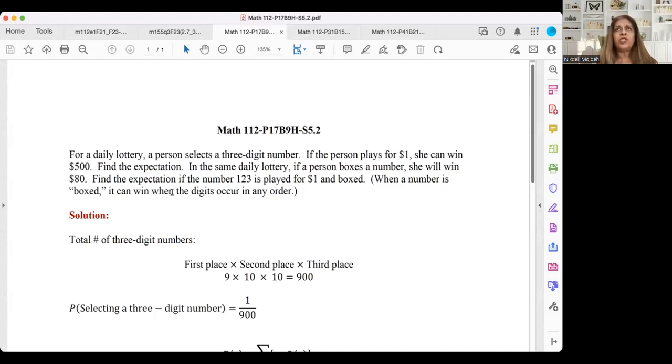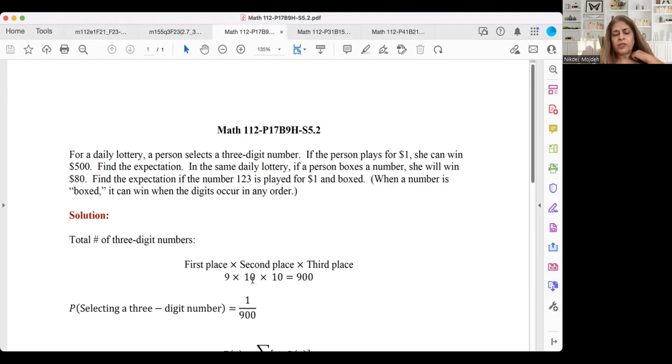So the first digit, not the ones digit but the hundreds digit of a three-digit number, has the digits 1, 2, 3, 4, 5, 6, 7, 8, 9. So we have 9 choices for the first place, the hundreds. You cannot have 0 in the hundreds place.